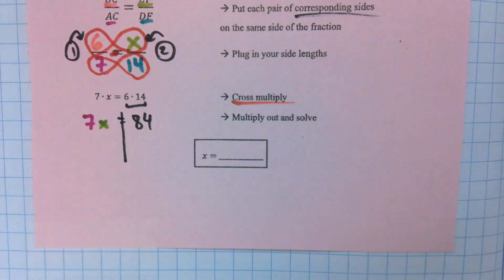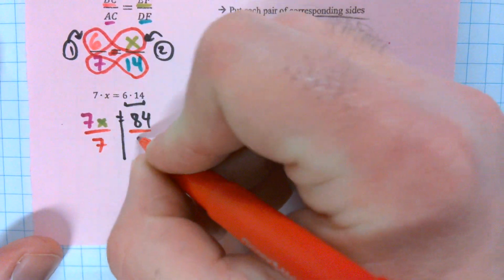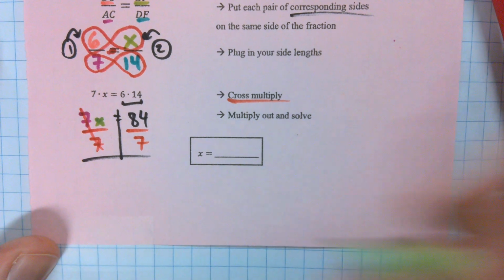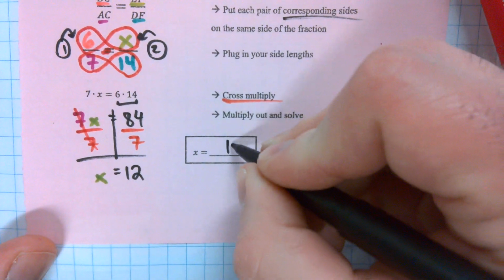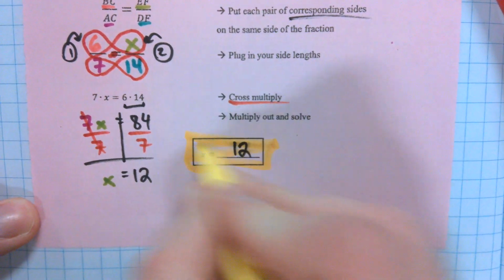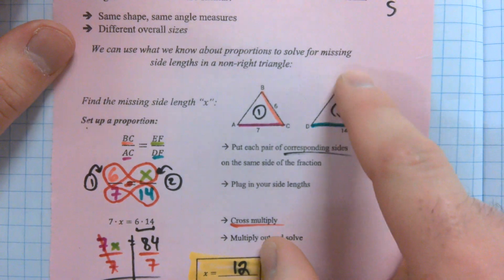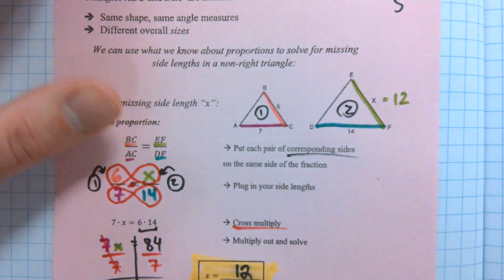What can I do now to solve for x? Divide both sides by 7. Couldn't have said it better myself. What are we left with? 12. X equals 12. So my missing side up here, side length EF, is equal to 12.